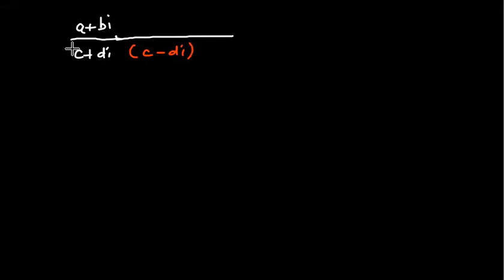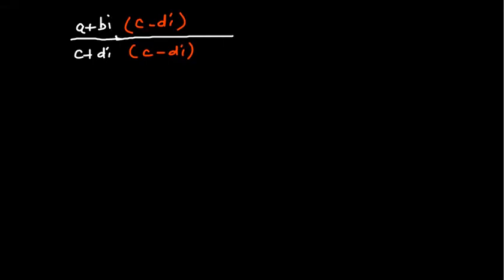But if I multiply the denominator by that, I must multiply the numerator by that as well. Otherwise, I am changing the problem. So that's my first step. It's going to be multiplied top and bottom by the conjugate of the denominator. Okay, so now let's see what happens at the bottom.